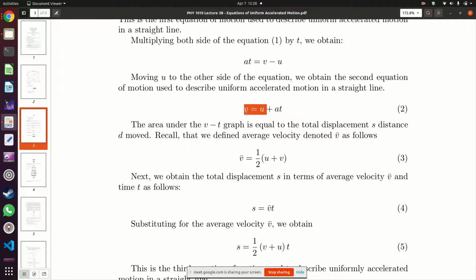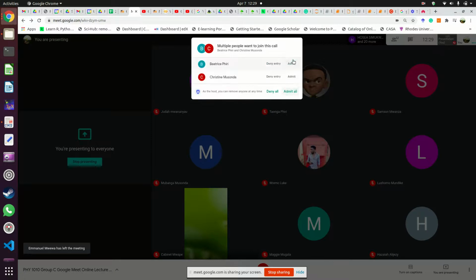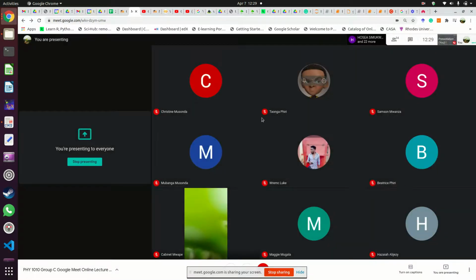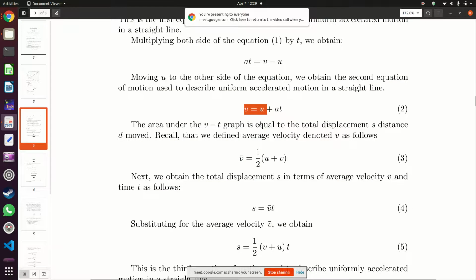So the first equation, which is equation 2, is v equals u plus at. This equation gives us a way of predicting what the final velocity is going to be if we know the initial velocity, the acceleration and also how much time has taken place. Are we clear with equation 2?